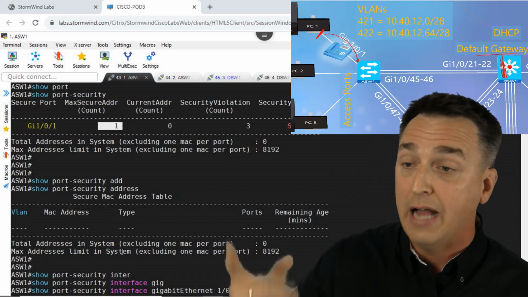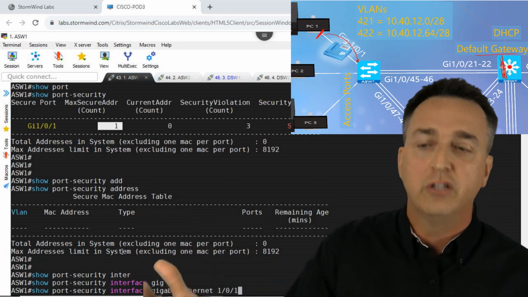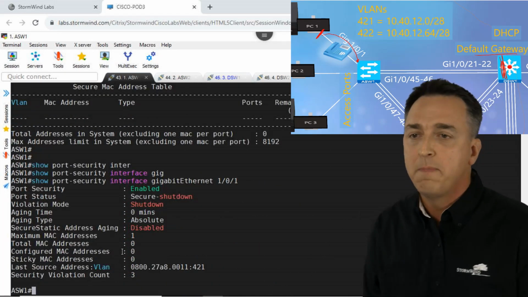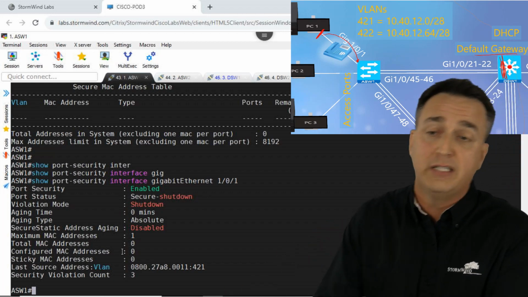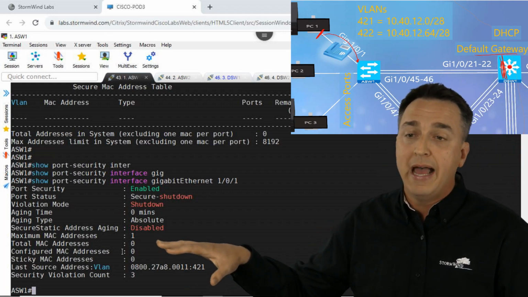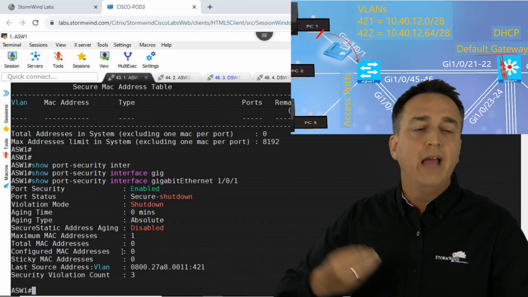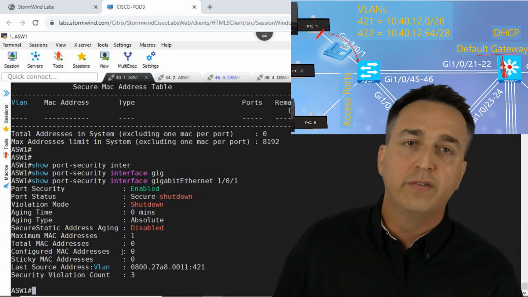And lastly, let's look at the specific output for interface gigabit Ethernet 1/0/1. The reason there are no addresses in that table is simply because the interface is down, or it hasn't learned anything. But you'll see here for 1/0/1, it tells us we are in a secure-shutdown state. Maximum MAC address count is 1, and we've learned more than 1 MAC address on that interface. That's why we're shut down.